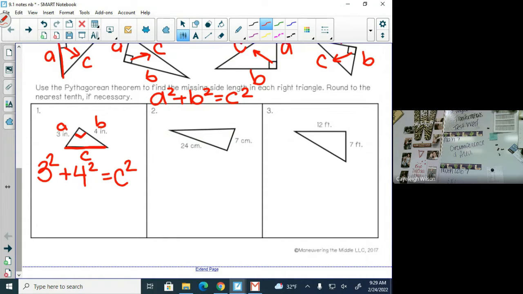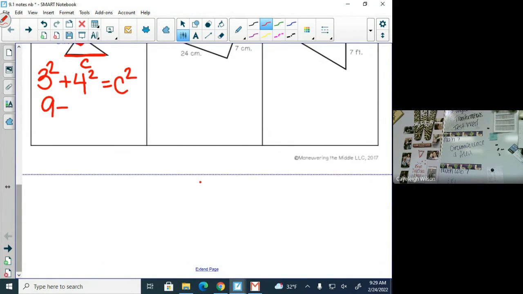And then what is 3 squared? 9. So 9, 4 squared? 16. And 9 plus 16 is? 25 equals C squared. Now, that is not the answer. We have to get rid of the squared. The opposite of squaring is square rooting. So I'm going to square root it to cancel out the squared. So C equals 5.